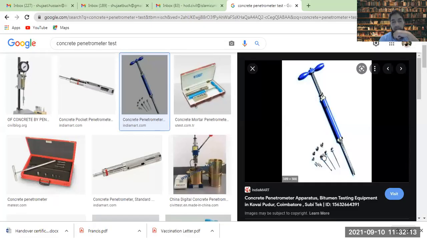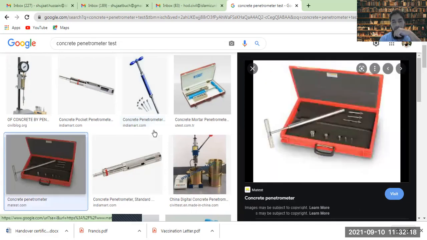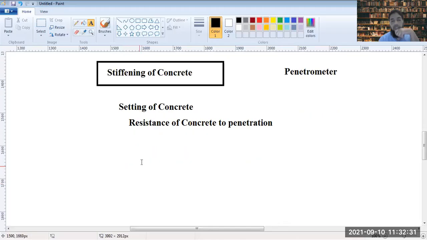This is a concrete penetrometer, a test that you use. This one as well, concrete penetrometer test. We are actually checking how much it goes in, and the torque is applied, so it goes into the concrete. Now, how much resistance does the concrete offer to this needle of the penetrometer? That is telling you the stiffening of the concrete.